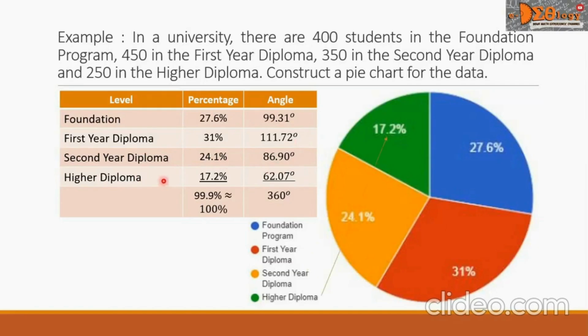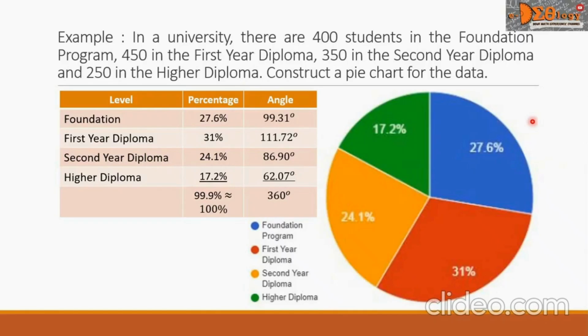The last level is the higher diploma with 17.2%, and there we write the 17.2%, and the central angle is estimated to be 62.07 degrees. We can see here that our pie chart is colorful.